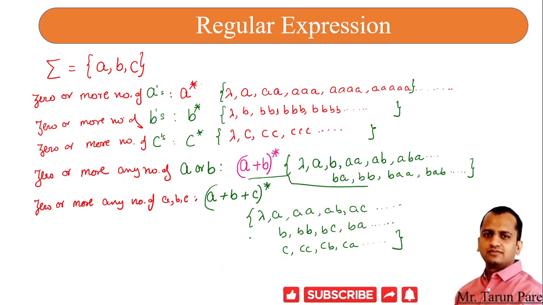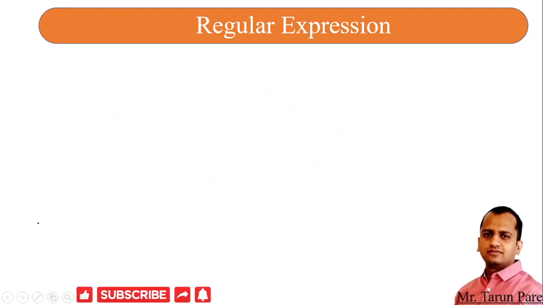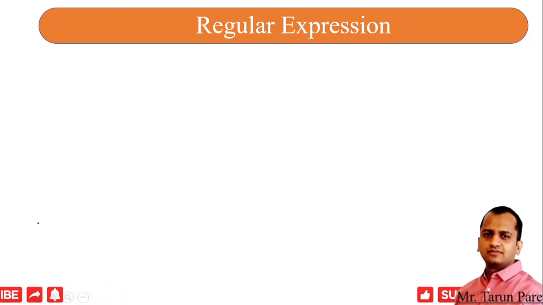So this is how 0 or more number of a, b and c were represented. Okay, we will take one more example. Suppose you want the regular expression which contains at least one pair of a, b and any number of a or b before and after that ab. Okay, I'll repeat the statement.